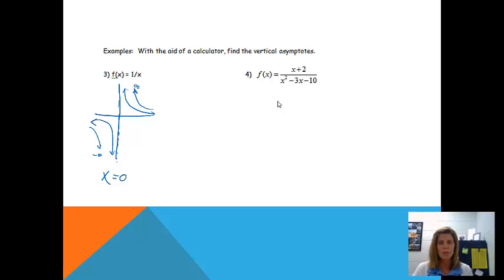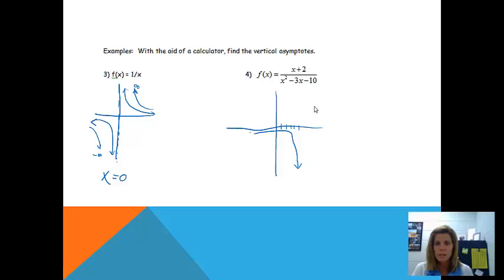All right, the next function, it says f of x equals x plus 2 over x squared minus 3x minus 10. So when we do this one, that looked awful, we are going to go ahead and find the vertical asymptote. So we're going to go ahead and graph first. And when we graph this one, if you use your graphing calculator, you're going to get a picture that looks like it's staying below the x-axis as far as I can tell.